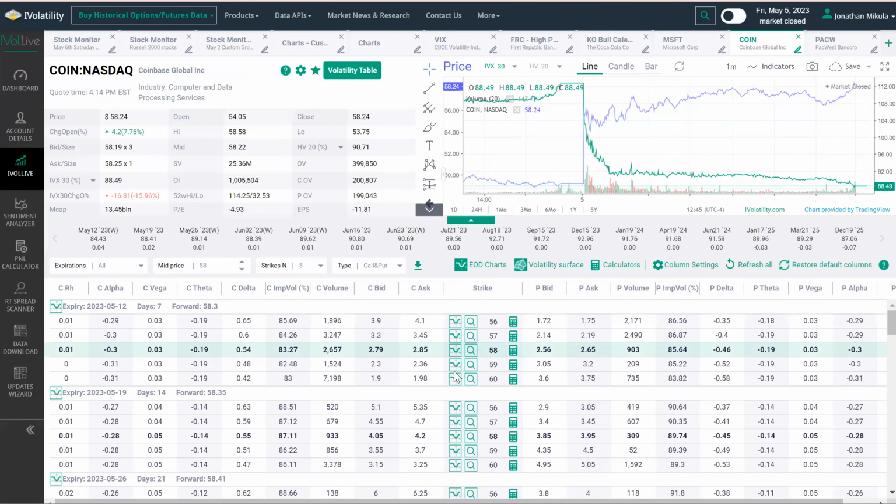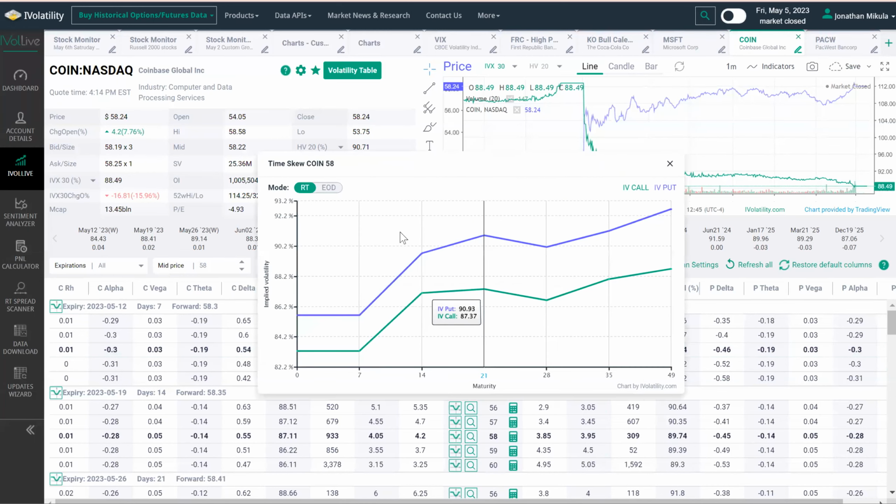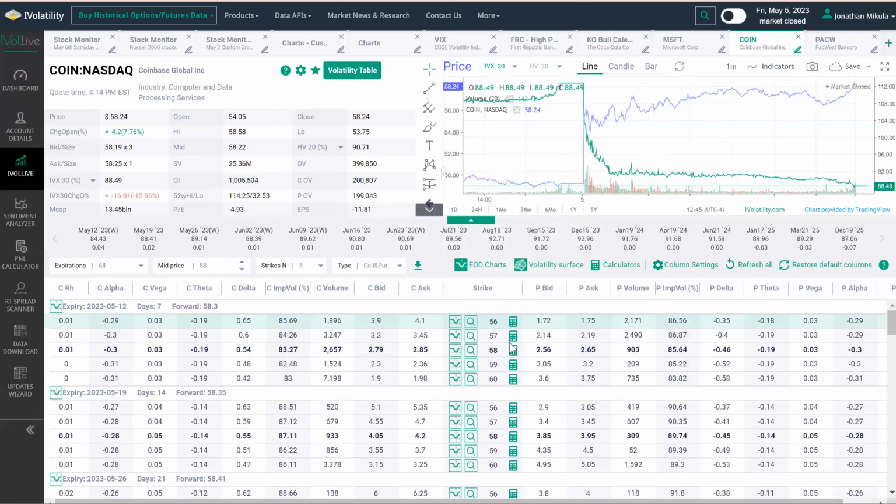Another thing I like to look at within this table view is our skew chart. We had a question from somebody before the webinar on how to find the time skew chart. You can do that from our charts tab, which is pretty beefy. It's got a lot of different things you can do on it, which we'll touch on. But you can also do it quickly. If you're looking at a specific option strike, you can just pull that up here.